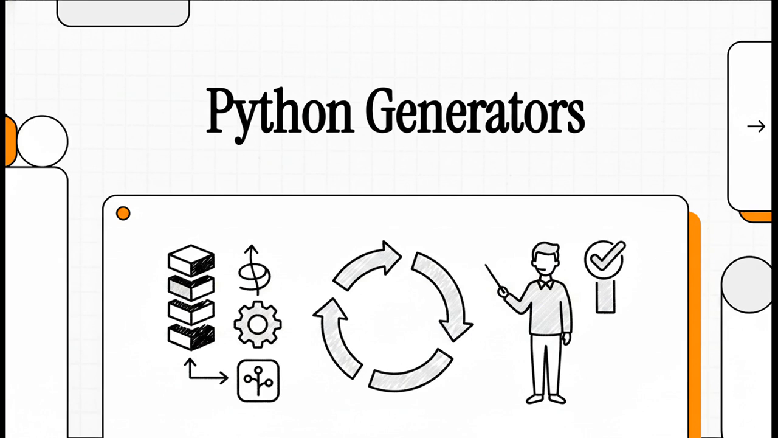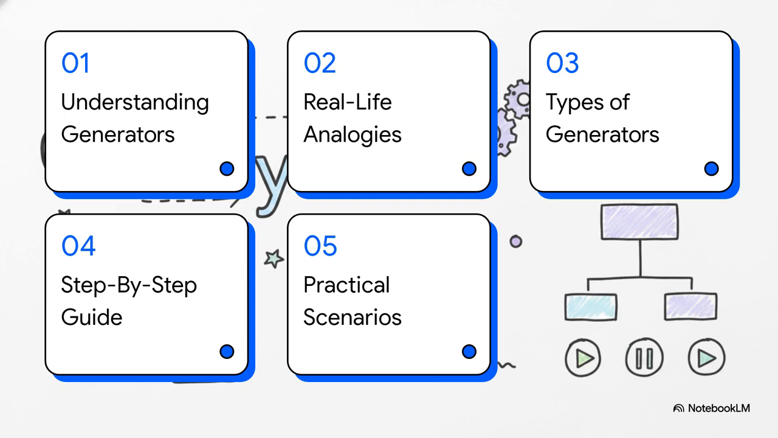So let's get started. Here is our roadmap for today, and we're just going to take this one step at a time. We'll start with understanding the core concept of Python generators, move into some real-life analogies, explore the specific types of generators, walk through a step-by-step code guide, and then finish up with some highly practical coding scenarios.